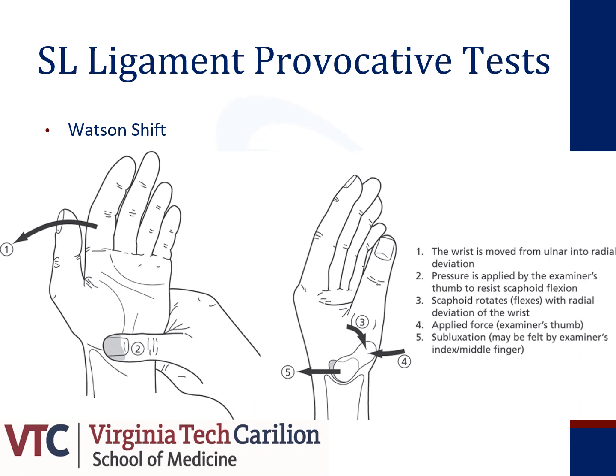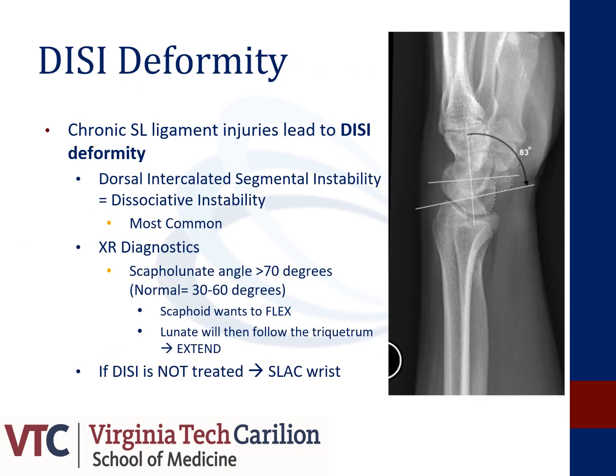Remember that a knowledge of your bony landmarks will help you elucidate and localize a patient's area of pain. And here is a redepiction of the SL ligament provocative test, the Watson shift that we had previously talked about. If an SL ligament injury becomes chronic, it can lead to a DISI deformity. DISI stands for dorsal intercalated segmental instability. That is a dissociative instability. Dissociative instability means that it occurs within the same carpal row. It is the most common dissociative instability.